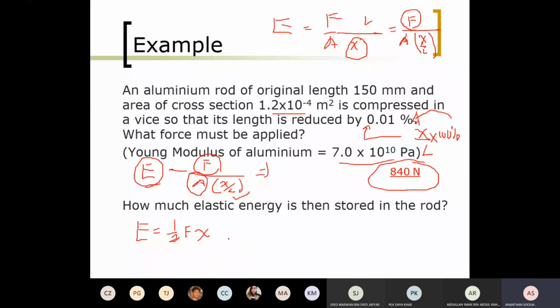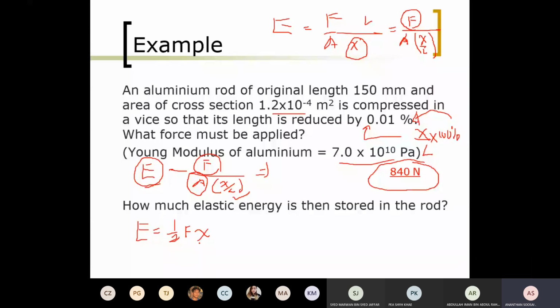Okay, now you need to know the extension. So now you have to calculate the extension. Extension over length times 100%, we know is 0.01. Length we know is, do we know the length? The original length is 150 mm. You can find the extension from here.